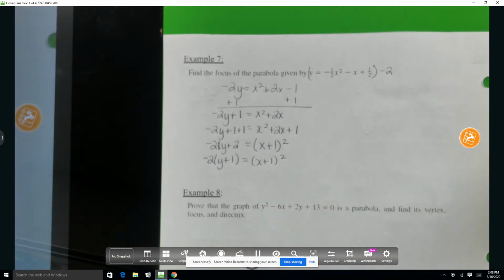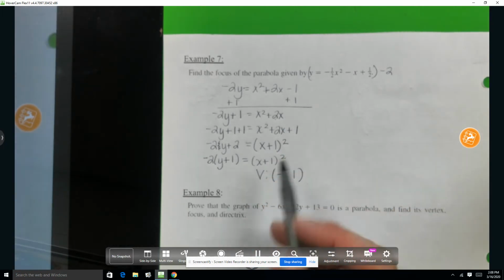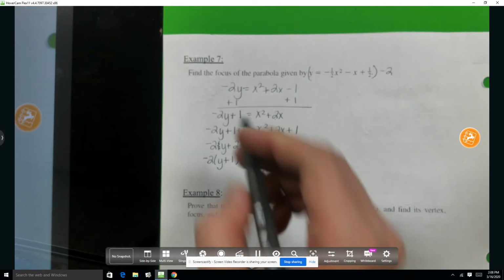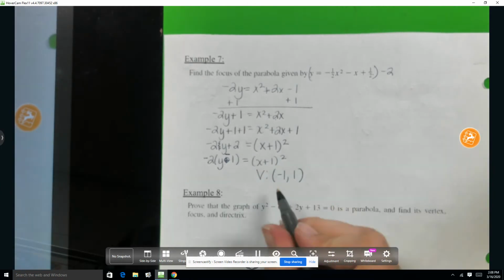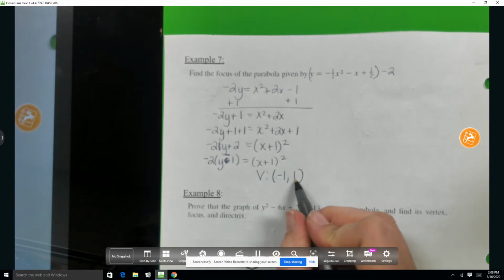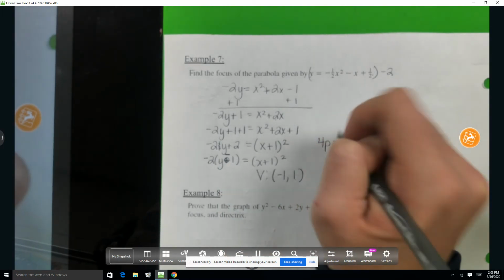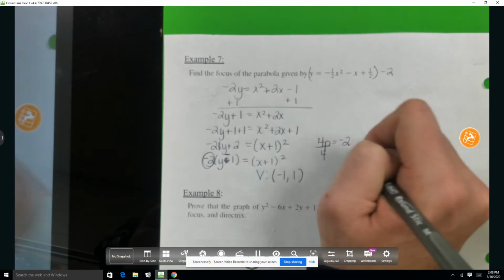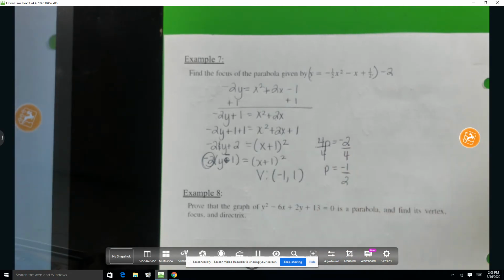So I need to figure out my vertex, and I need to figure out what p is. Well, my vertex is at (h, k), and I put the wrong sign here. This should be a minus sign. So my vertex should be at (-1, 1). Then to find p, I know 4p has to equal this right here, which is -2. So I divide by 4, so p is equal to -1/2.